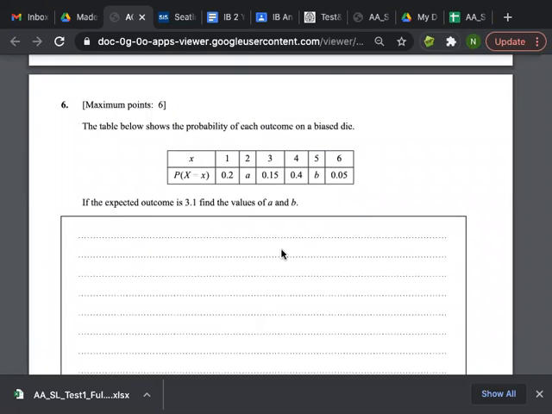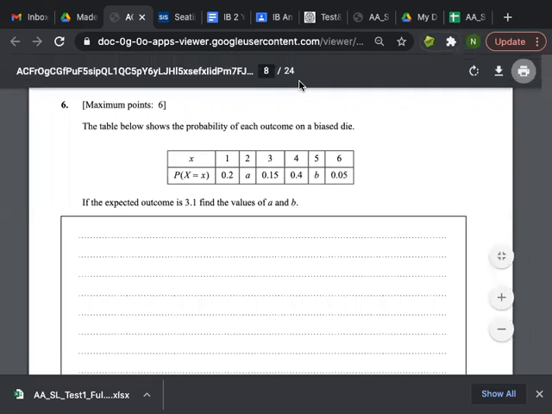The probability of a biased die. If they give you the expected outcome, we have to find A and B. This is a systems of equations problem. What are my two equations that I can set up?